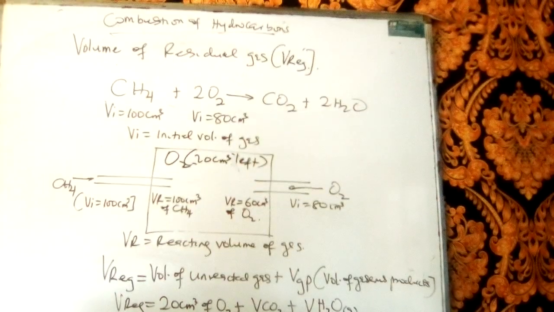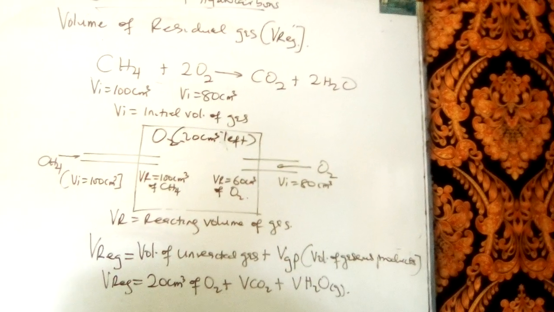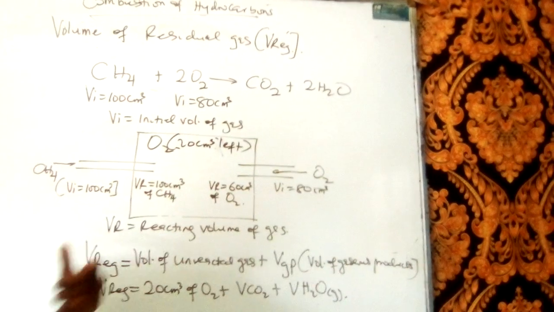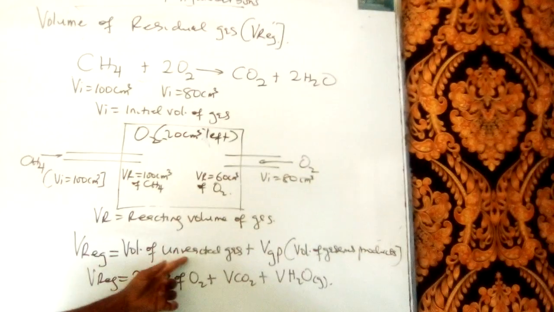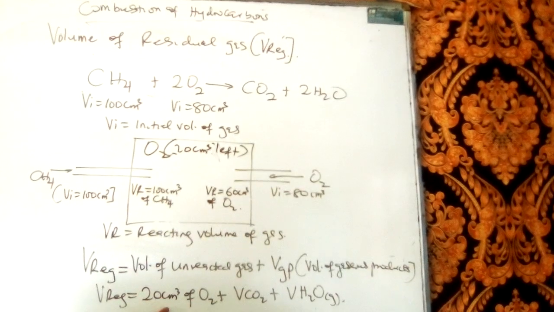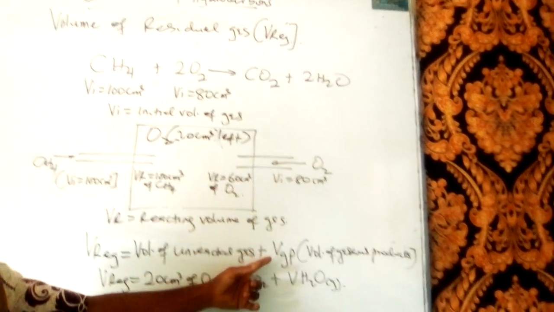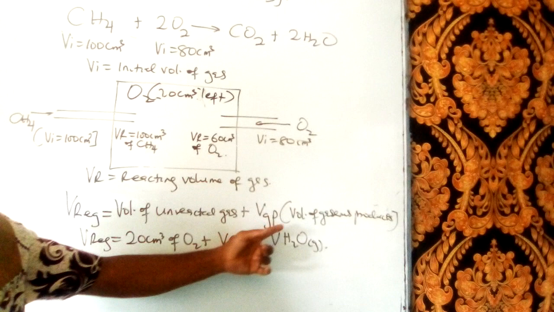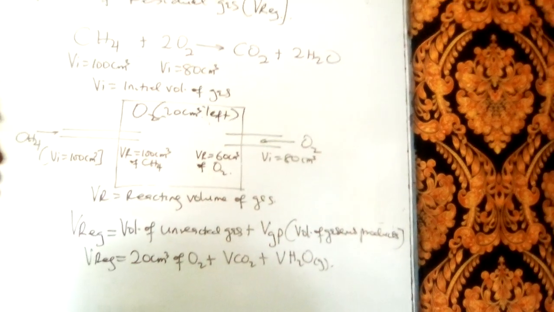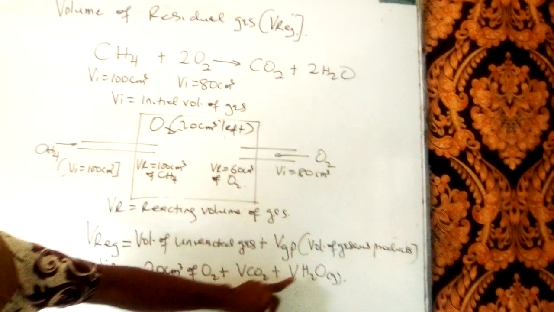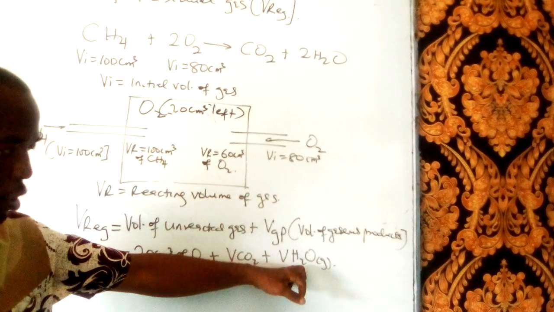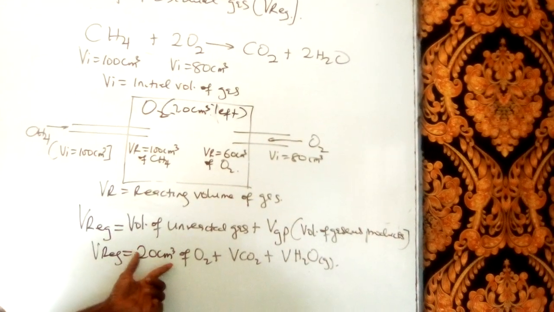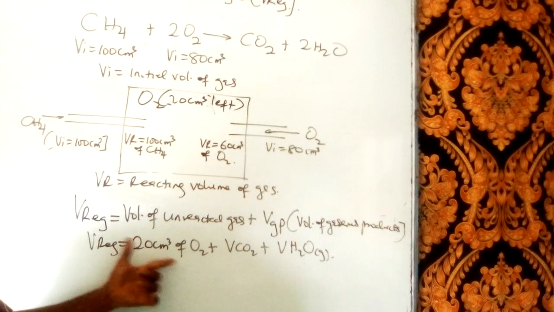Now, what is residual gas? Residual gas is the gas remaining in the container at the end of the reaction, and that includes the volume of the unreacted gas, in this case 20 cm³ of oxygen, plus the volume of the gaseous products. GP means gaseous products. The products are carbon dioxide and steam, water vapor. So when you add the gaseous products plus the volume of the unreacted excess, the surplus of 20, that gives the residual gas.